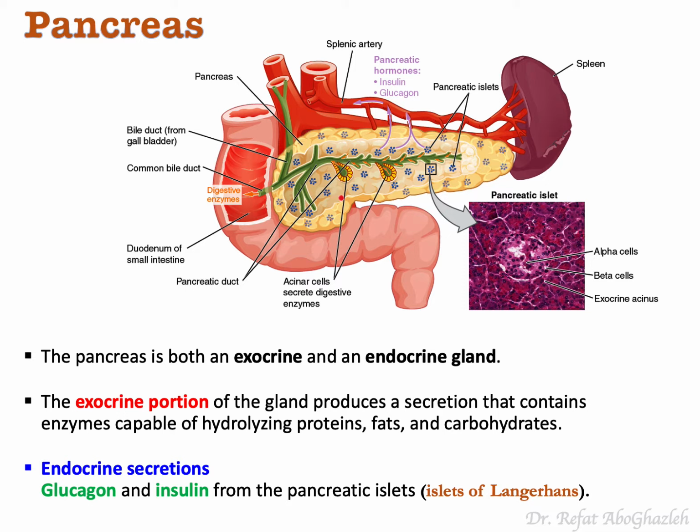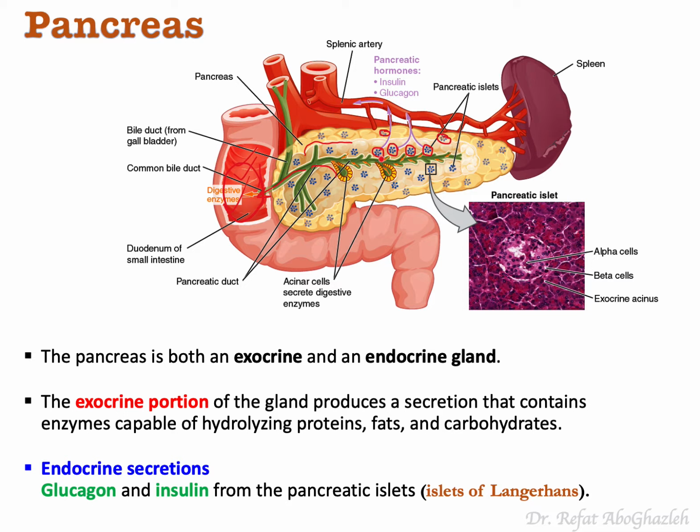So guys, the pancreas is an exocrine and endocrine gland, and the exocrine portion of this gland produces secretions that contain enzymes. These enzymes, guys, are capable of hydrolyzing protein, carbohydrates, and fat. So these secretions will be secreted in the second part of the duodenum in the GI tract. But on the other hand, guys, as I mentioned, it has cells clustered like in islets, as you see here.